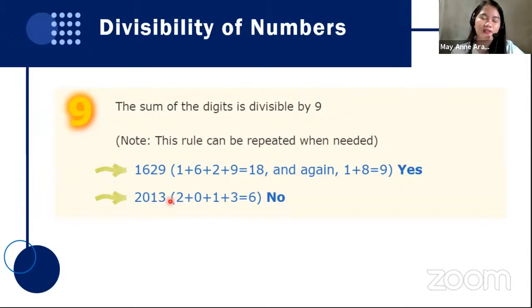And for 2013, 2 plus 0 plus 1 plus 3 is 6, and 6 is not divisible by 9. So 2013 is not divisible by 9 also.